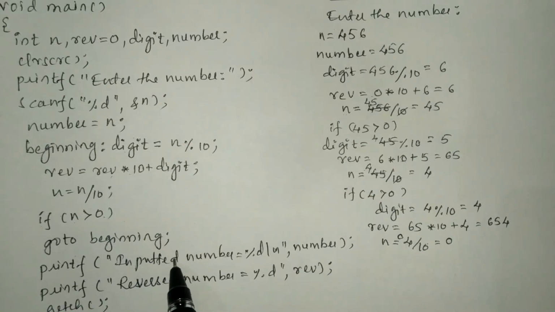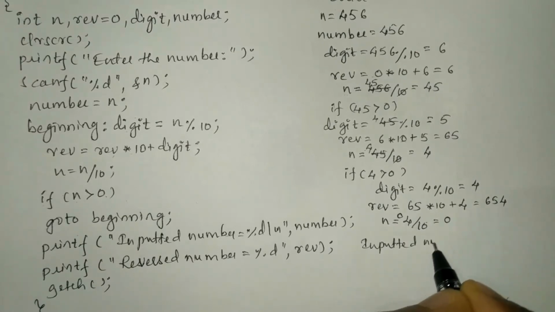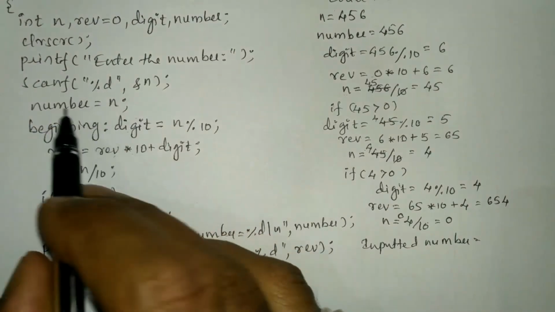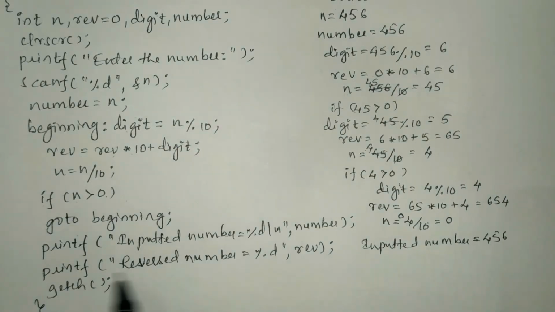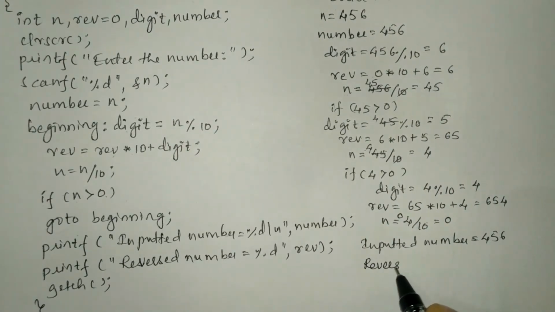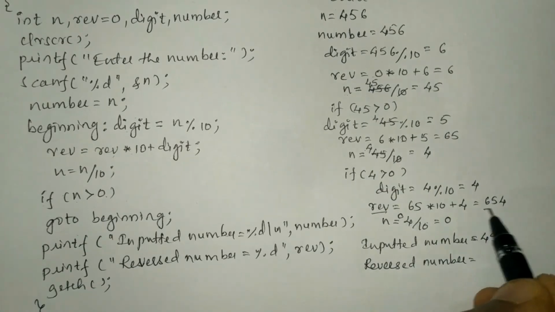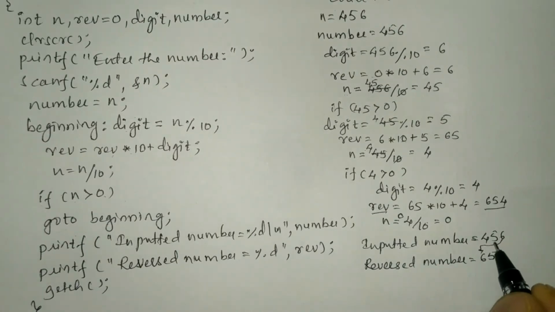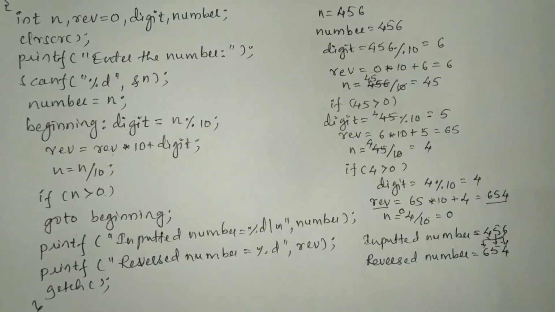It is going to print inputted number is equal to, here I am going to write inputted number is equal to percentage d number. So here number is having value 456. Correct? 456. Next reversed number is, so it is going to print reversed number is equal to percentage d REV. So here you can see what is the value stored in REV. It is 654. You can see 6 has come here, 5 has come here and 4 has come here. So it is completely reversing the number.